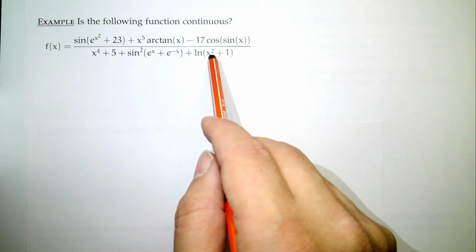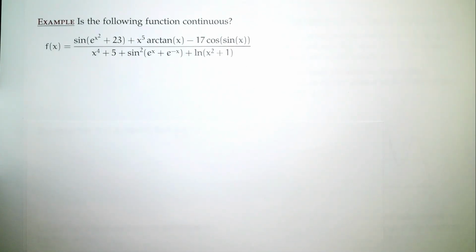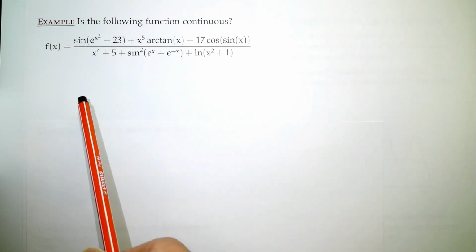X squared plus 1, polynomial, continuous. Log of x squared plus 1, composition. We add them all together. Is it downstairs continuous? Yeah. Now, as long as, yeah, someone said, as long as it's not 0. All right. Can the downstairs ever be 0? Well, now we're kind of paranoid. We've been hurt before.